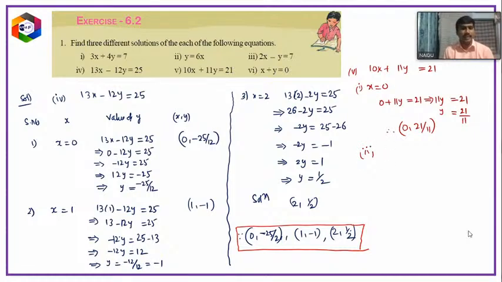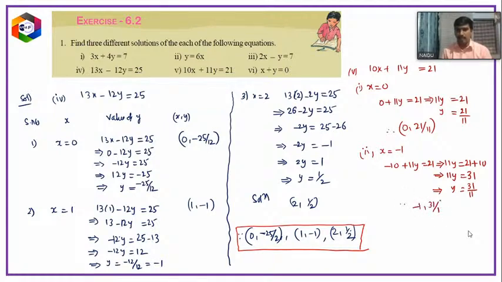Even then, now let us consider this time the x value. This time, let us take x as minus 1. We can take any value. Please remember, children, this is what I am saying again. 10 into minus 1 is minus 10, plus 11y is equal to 21. Now transposing minus 10 to that side as plus 10, 11y will be equal to 21 plus 10, which is 31. Now the value of y is 31 by 11. So here we have one more solution, minus 1 comma 31 by 11.